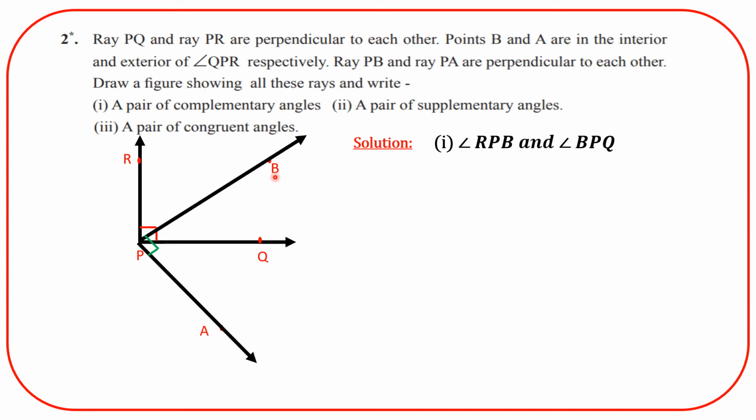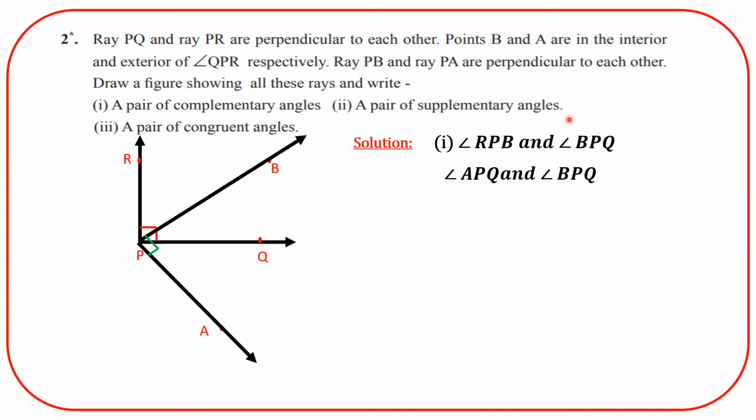And second, angle BPQ and angle QPA. Write down the second pair, angle APQ and angle BPQ. Their sum is also equal to 90 degrees.